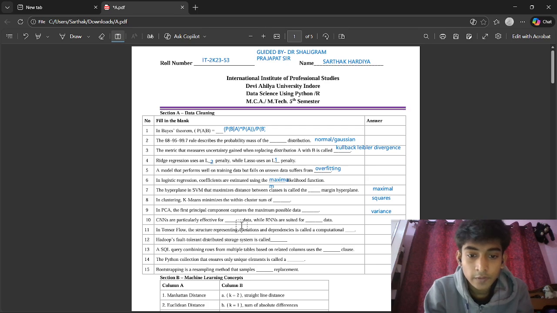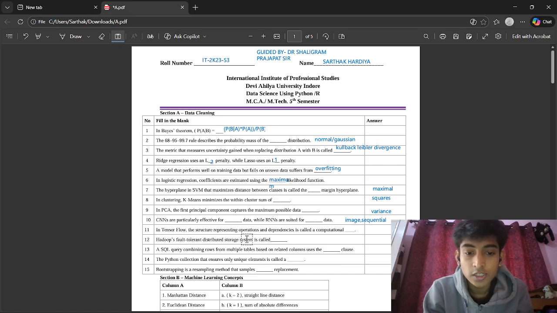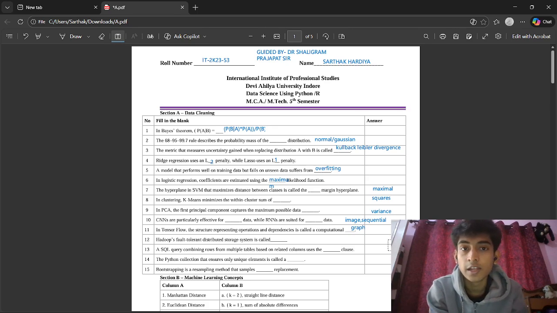CNN are particularly effective for dash data, while RNN are suited for dash data. CNN, which is convolutional neural network, are suitable for image data, while recurrent neural network are suited for sequential data. Let me write here image for CNN and sequential data for RNN. In TensorFlow, the structure representing operation and dependency is called a computational graph. Because in TensorFlow, we generally represent all operations with the help of graphs, and operations are represented using nodes. So everything in TensorFlow is just a graph, and we generate those computational graphs and execute them.